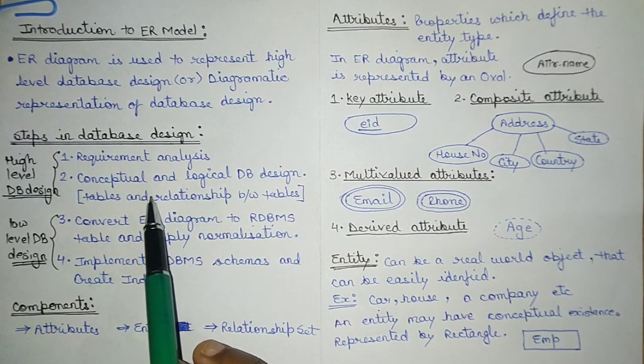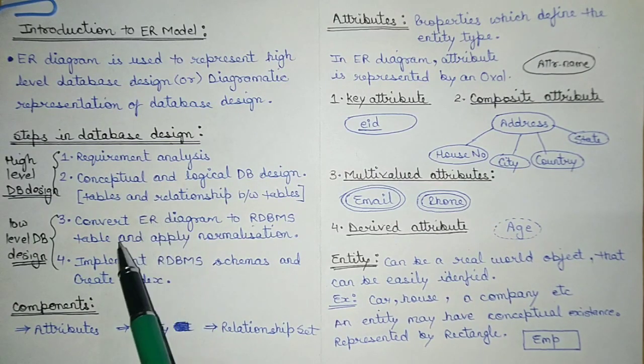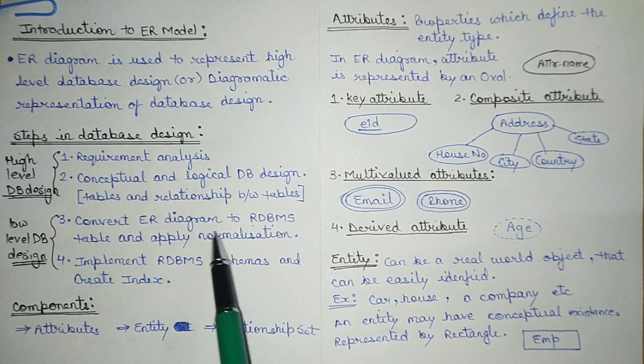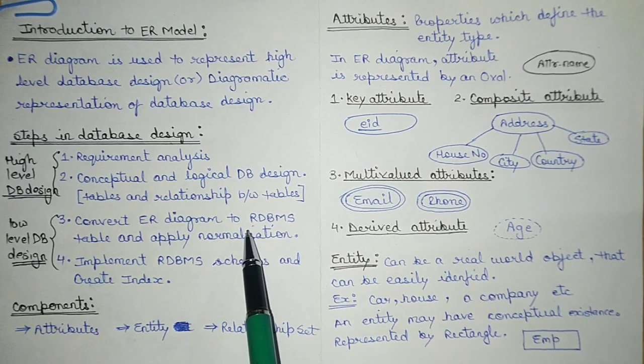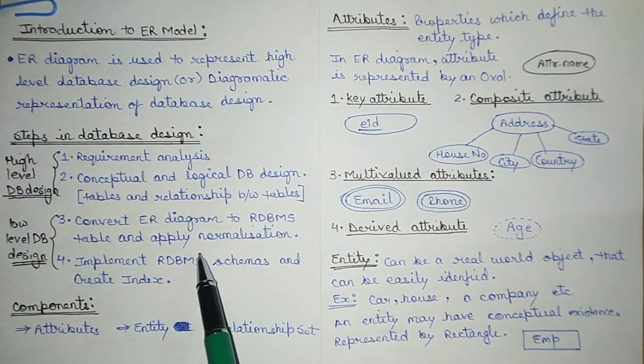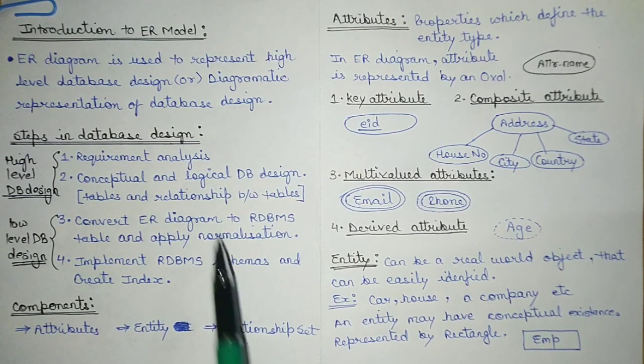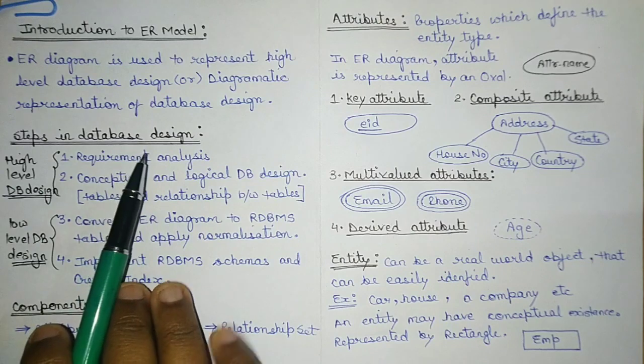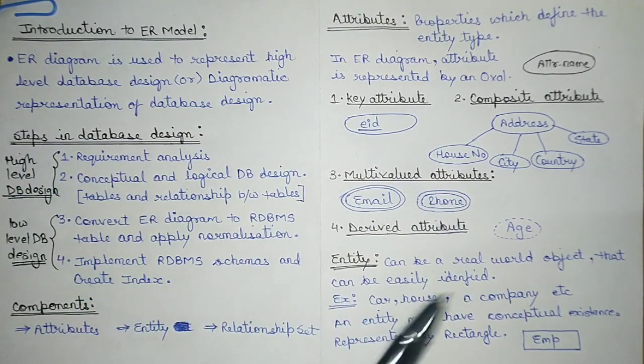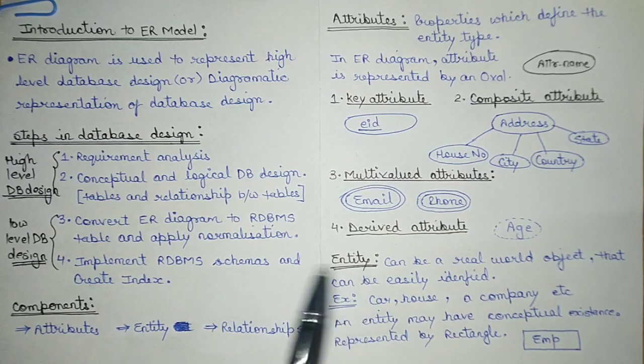So here we will be designing the ER diagrams, and in the third step we are converting those ER diagrams into relational database models or RDBMS tables, and then after transforming those ER diagrams into tables, we will be applying normalization to remove the redundancy, right? Next we will be implementing the schemas and creating indexes. That's why I'm starting this chapter first, because after this chapter we will be starting with indexing, so that we'll have a clear idea of the path that we have to follow, right?